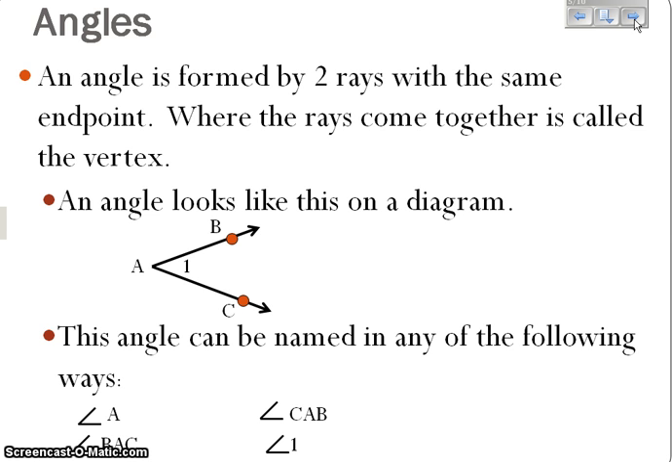And this can be done when it's not confusing as to what angle A might be. If you have numerous angles that their vertex is A, you need to be more specific. So some ways you can be more specific is going from one side of the angle to the vertex and then out to the other side. For example, angle BAC. And you can go in the opposite direction and say angle CAB. Also, if you have a number given to your angle, you can just say angle 1.